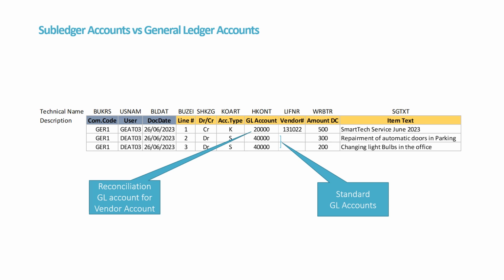Alright, let's break this down with an example. See the first line in the document. It's hanging out in the subledger account, in this case, the vendor account starting with 131. But the other two lines are sitting in the GL account section, having S type of account. But even for the first line, we see the GL account is not empty because it shows the GL reconciliation account where this vendor is mapped to. It's like the bridge between the subledger and the grand GL structure.